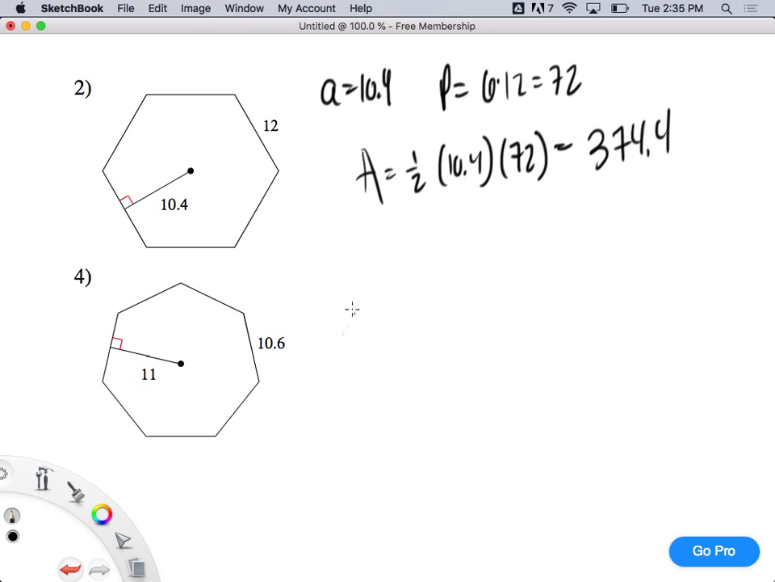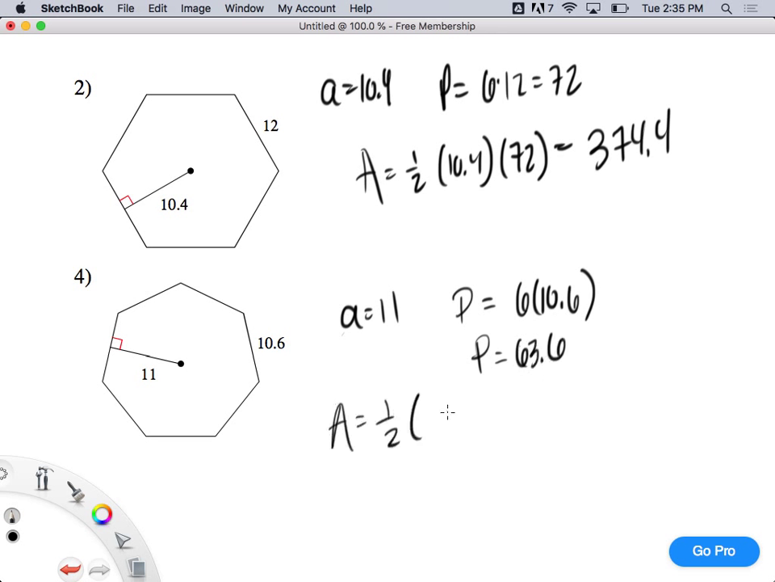Okay, here the apothem is 11. The perimeter is 6 times 10.6, which is equal to 63.6. So the area is 1/2 the apothem, which is 11, times the perimeter, which is 63.6.